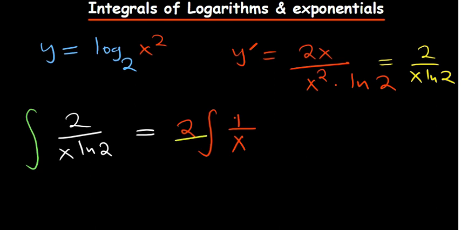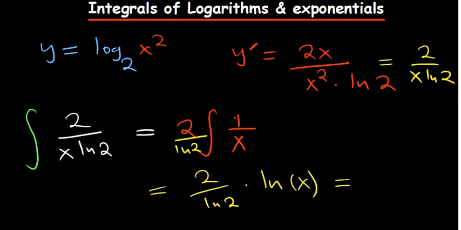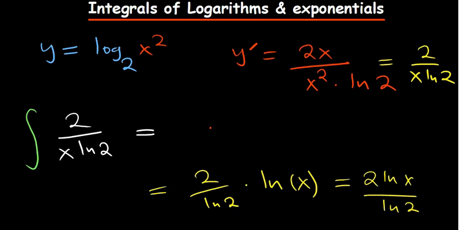So 2 over natural log of 2 as a constant, and then we understand that 1 over x, if you integrate that, you're going to get the natural log of x. So it reduces to 2 natural log of x over natural log of 2. Now of course we understand that the rules of logarithms tell us that this can be expressed as natural log of x to the power 2 over natural log of 2. So of course this is equal to that.